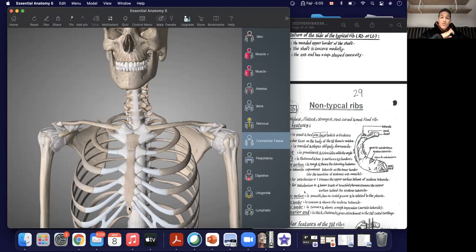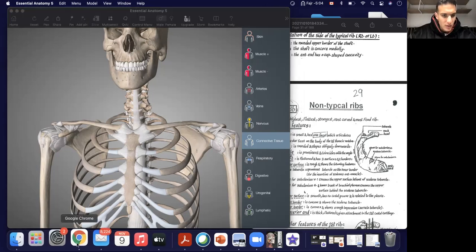xipho-sternal joint. You'd have to really know what type of joints these are. As far as I remember, the sternal angle is the manubriosternal joint, and I think it's a secondary cartilaginous joint, and the xipho-sternal joint is a primary cartilaginous joint. I'm not sure, so just make sure. Let me check it right now.